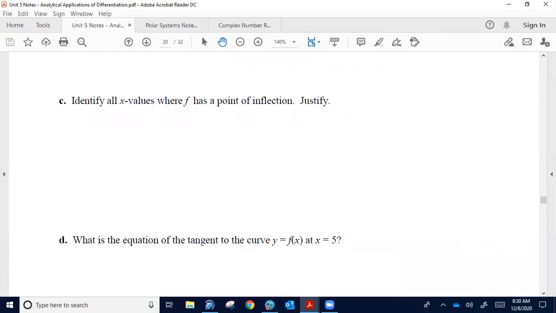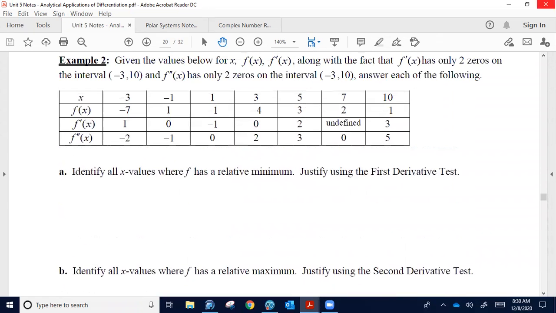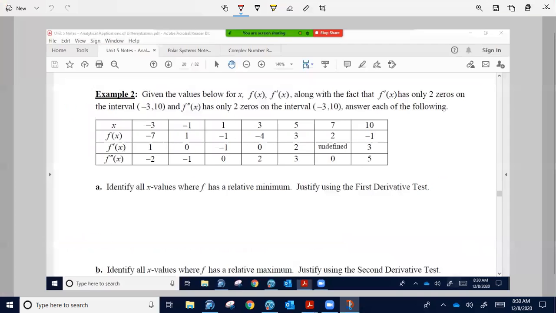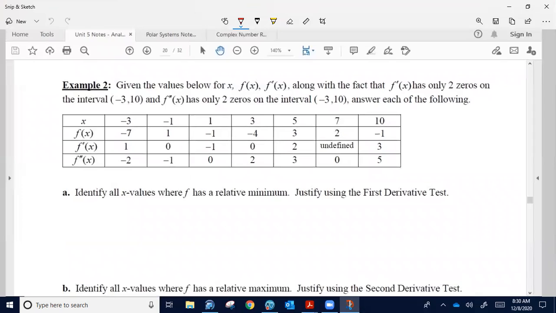Then identify all values where f has a point of inflection. Point of inflection occurs when you have an important number, when the second derivative is 0 or undefined. So if I look at this, second derivative is 0 at +1 and at 7, and you have to change signs around it. So important number, before that is a -1, after that important number is a +2. It changed from a negative to a positive. At 7, we have an important number, +3 before it, +5 after it. It did not change.